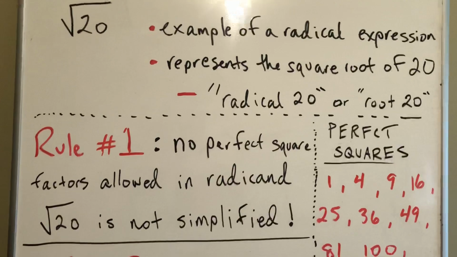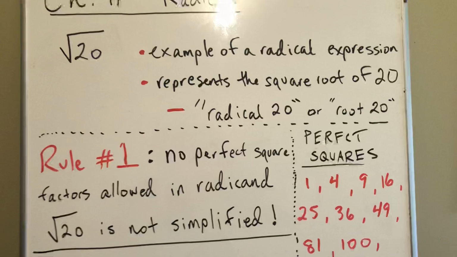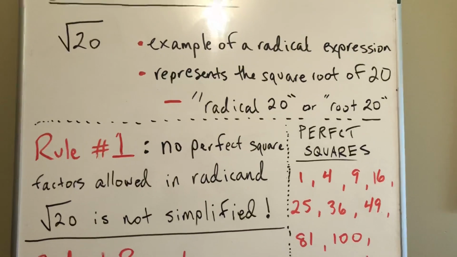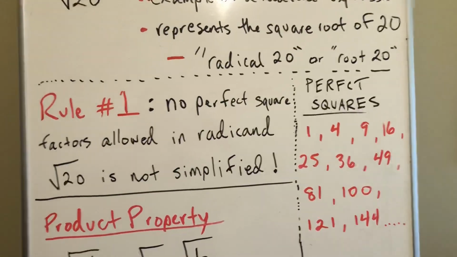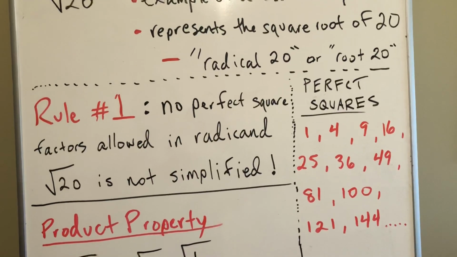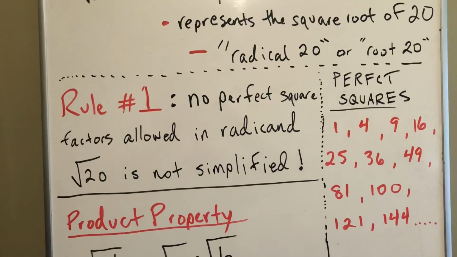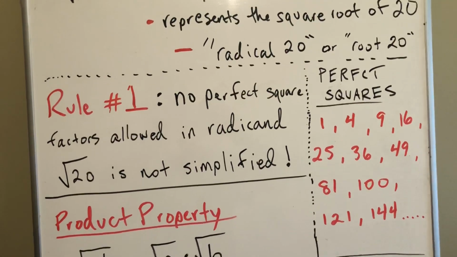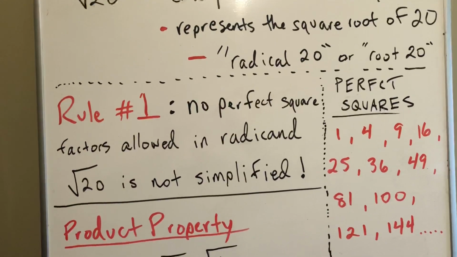So let's go over our rule. Rule number 1 says that for radical expressions, there are no perfect square factors allowed in the radicand. So this root 20 is not simplified. So your perfect square factors. Over here on the right is a list of the perfect square factors I would expect you guys to know for Algebra 1. We go from 1 all the way up to 144, which is the square of 12. Obviously, it goes beyond 144, but I'd say for our course, you should feel comfortable knowing these numbers, recognizing them as examples of perfect squares of the numbers 1 to 12, obviously going in sequence right here.